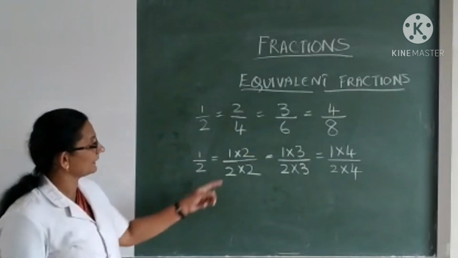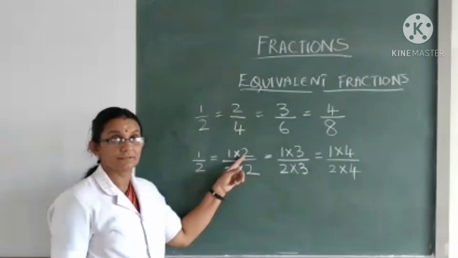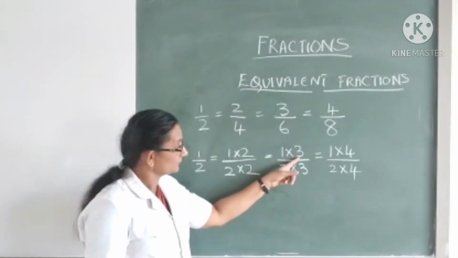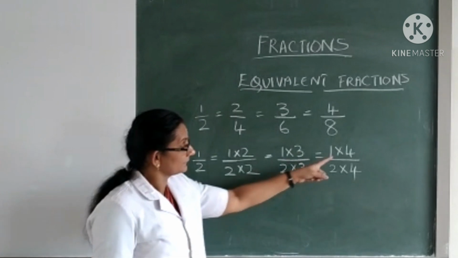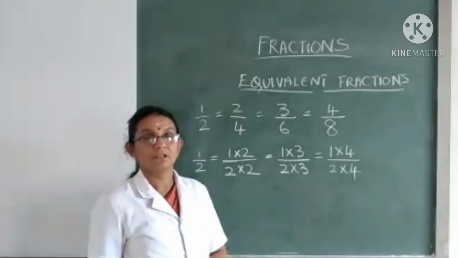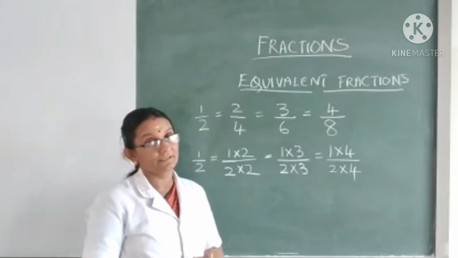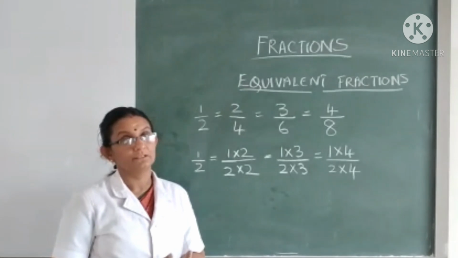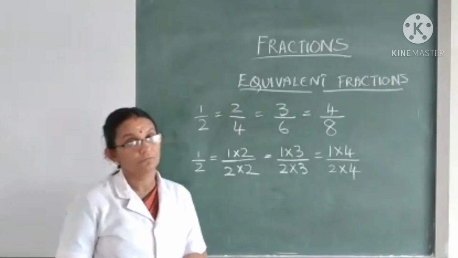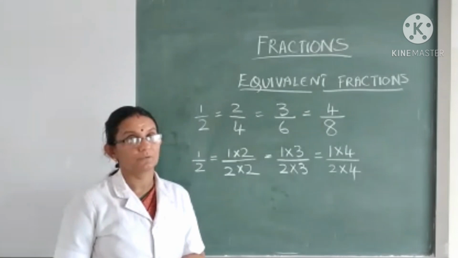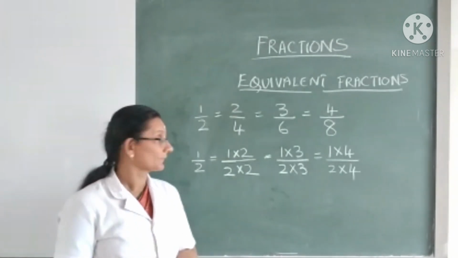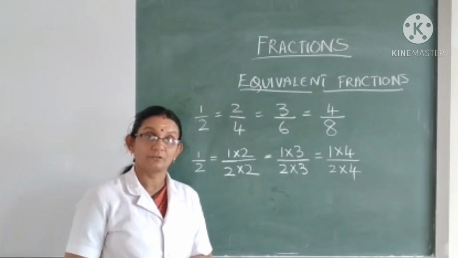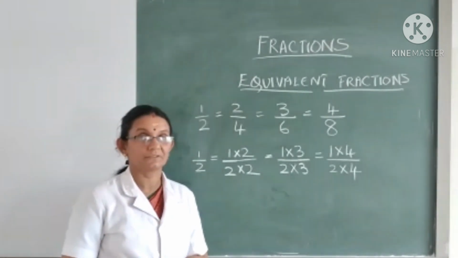You can see that the same number is being multiplied in the numerator and denominator. Here also you can see 3 and 3. Here 4 and 4. So, we can say that when you multiply the same number in the numerator and denominator of a fraction, we get equivalent fractions. Okay? So, let us now learn how to get equivalent fractions by multiplying numbers.